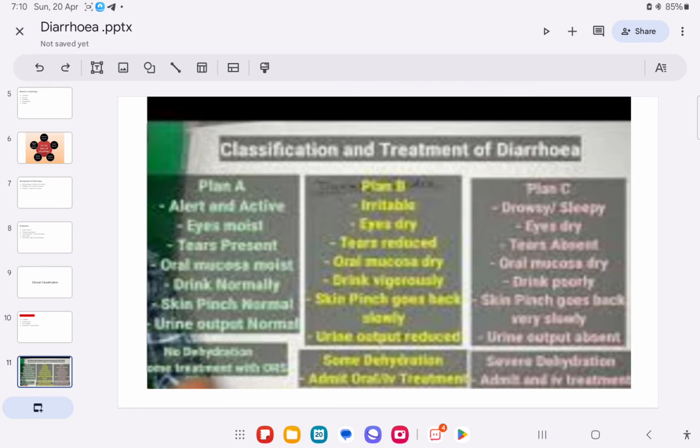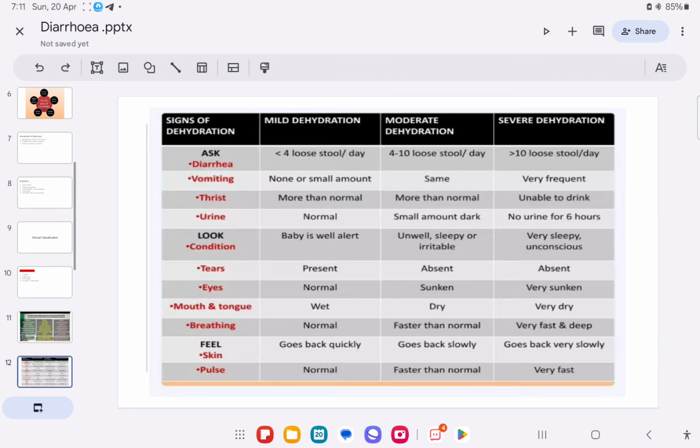Plan C, this is the most critical stage. It is carried out in the most critical phase when the patient is drowsy and sleepy, the eyes are dry, tears are completely absent, the oral mucosa is also dry, the patient mostly doesn't drink, skin pinch goes back very slowly, and urine output is absent. These are all indications of severe dehydration, and this patient needs to be admitted with immediate initiation of IV treatment.